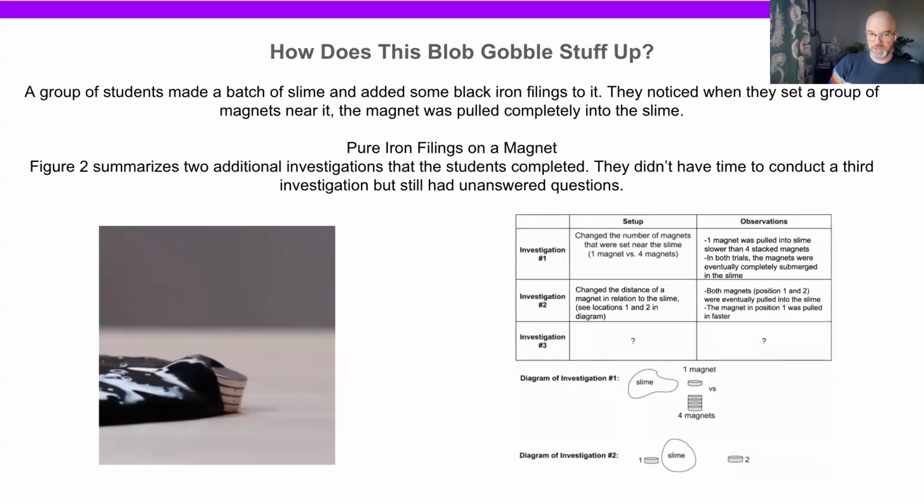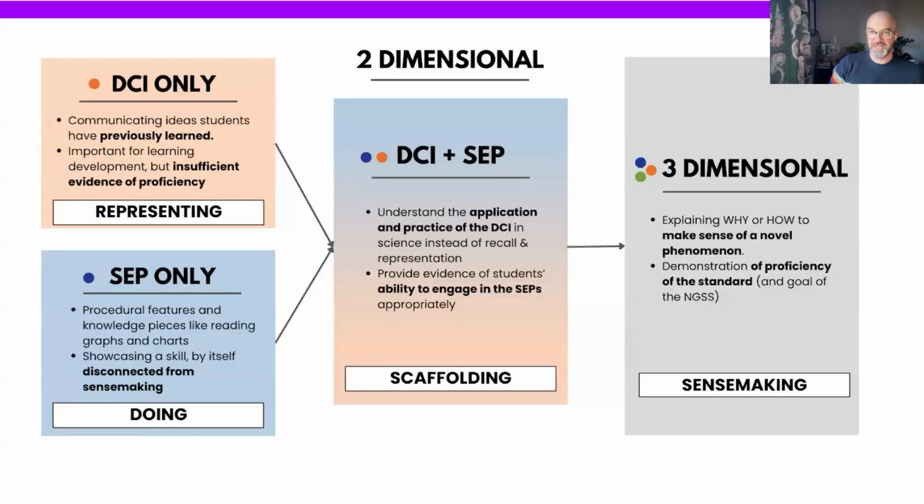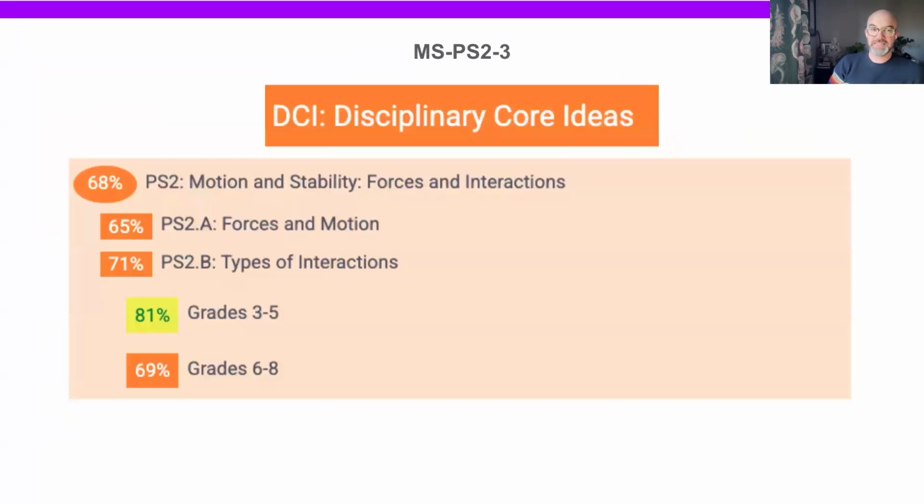Let's say we went through and used those InnerOrbit questions. We asked questions about the DCI and the SEP, and maybe even some three-dimensional questions. This all relates to the performance expectation MS-PS2-3. Now, let's say we look at the reports on InnerOrbit and find that for that DCI, students actually did really well. 69% is fantastic. If statewide test data shows students scoring 70% averages, that is really great. That's usually proficient, and in some states, that's actually advanced. So fantastic, students understand the DCI.